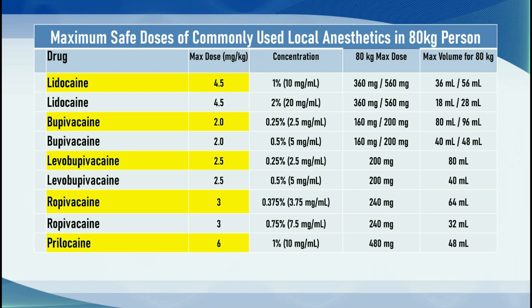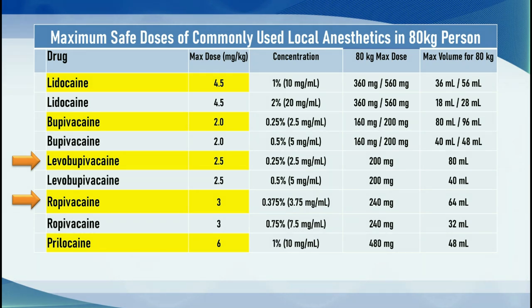The maximum dose of lidocaine is 4.5 milligrams per kilo. The maximum dose of bupivacaine is 2 milligrams per kilo, but this can be increased by adding epinephrine into the bupivacaine. The maximum dose of levobupivacaine is 2.5 milligrams per kilo. For ropivacaine, it's 3 milligrams per kilo, and for prilocaine, it's 6 milligrams per kilo. You need to know these numbers. However, there is a bit of a problem because there is a strange anomaly here.